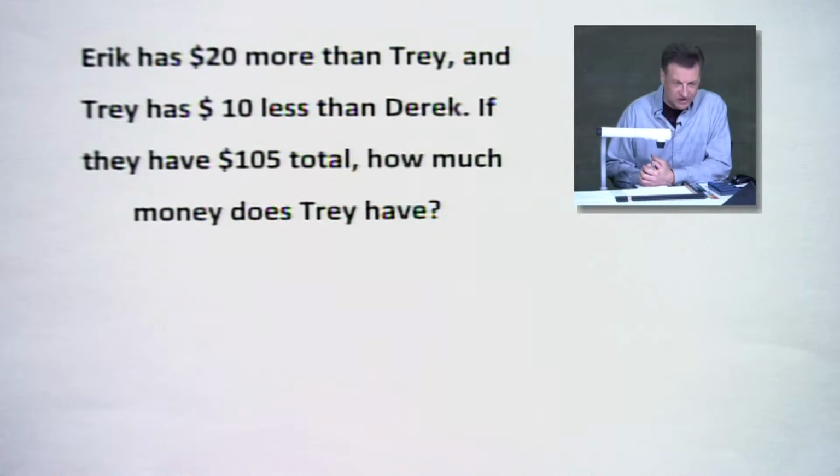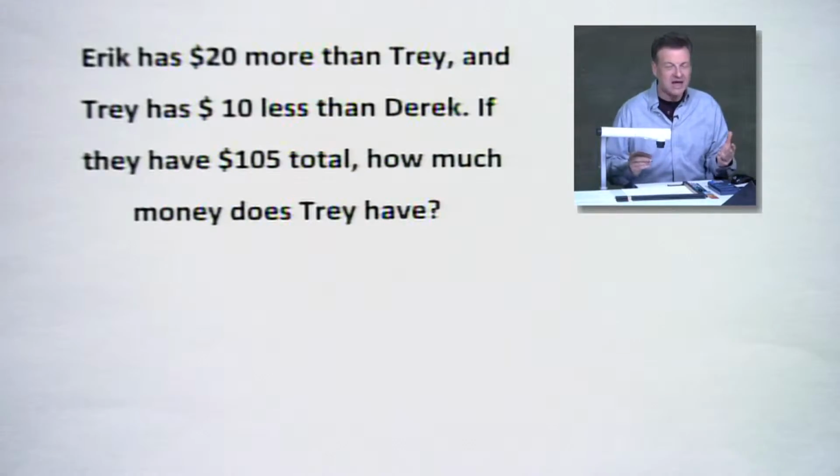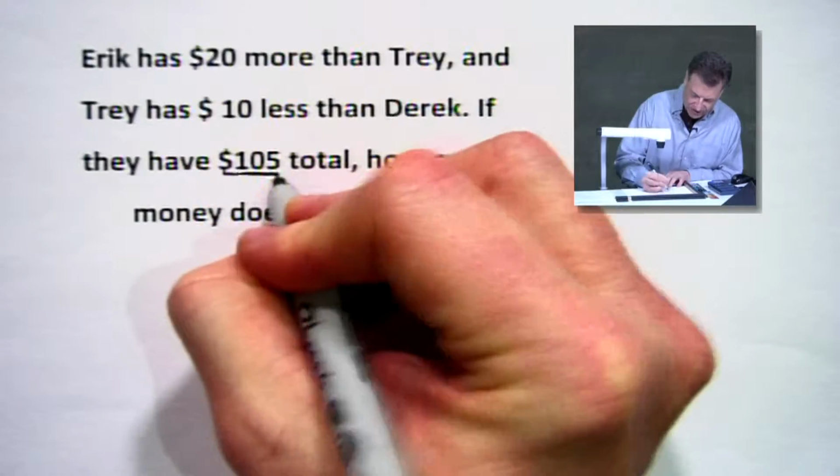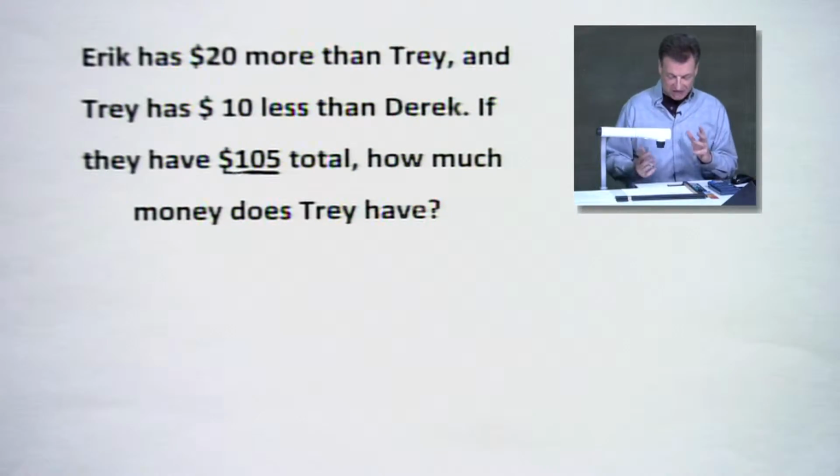First of all, we've got three guys here, Eric, Trey, and Derek. So there's three amounts of money, and according to this, they have $105 total. That is one thing I noticed already. So we have to have $105 between all three of their amounts here. And Eric is 20 more than Trey, so it sounds like Eric's a little bit richer than Trey. But Trey has $10 less than Derek. But you know what? That tells me Derek is a little richer than Trey also.